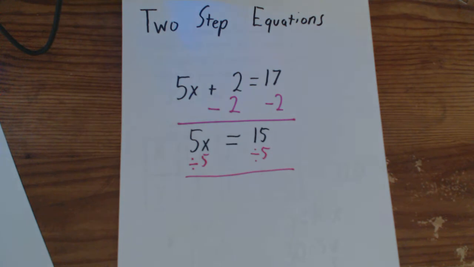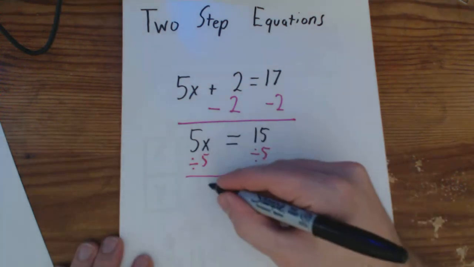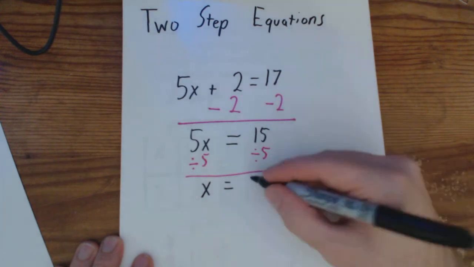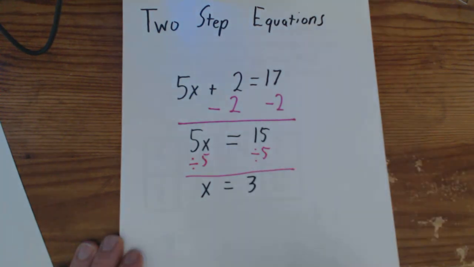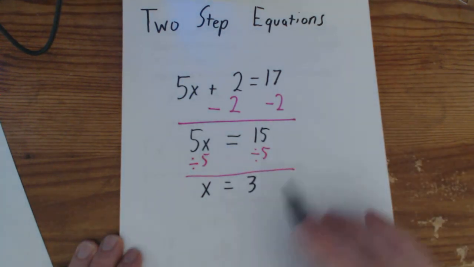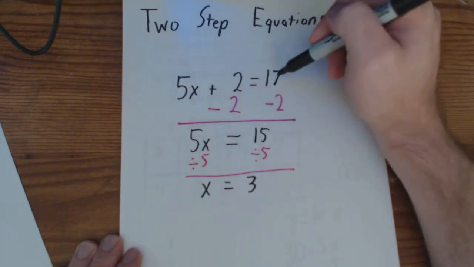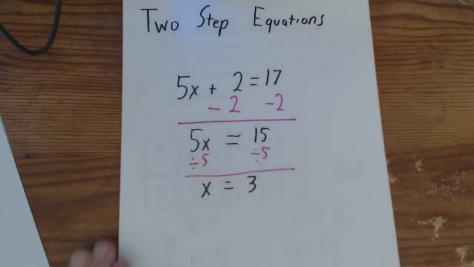5 divided by 5 is going to be 1. 1 times x is just going to give us x. 15 divided by 5 is going to give us 3. Our answer is 3. Again, if I plug this back in here, 3 times 5 would be 15. Plus 2 would give us 17. It checks out. So let's just do a couple more examples.